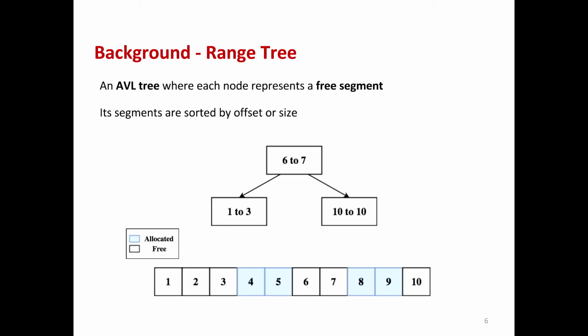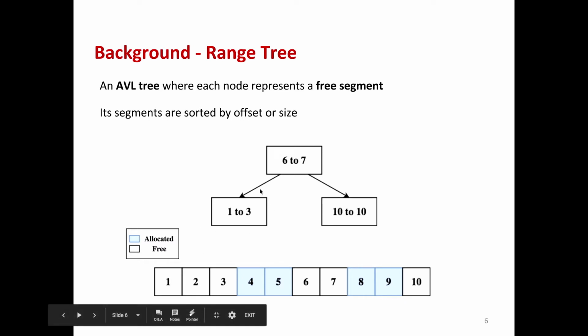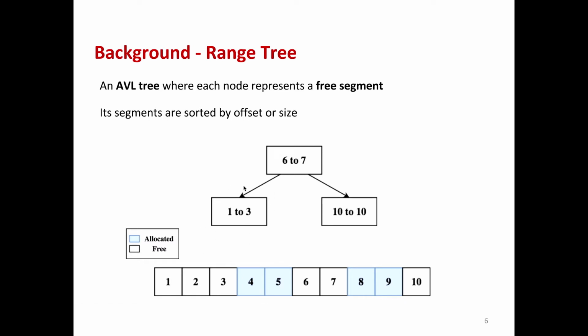So, range trees. This is the in-memory structure that we said represents a metaslab, and it looks like this. It's an AVL tree where each node represents a free segment, and most of the time, these segments are sorted by offsets, as you can see in this figure. Other times it's sorted by size, depending on what we're going to look at. But basically, I hope it's pretty straightforward that this range tree represents the state of the space that this metaslab keeps track of. You can see blocks 1 to 3 are free, and you see this one node over here, and so on and so forth.